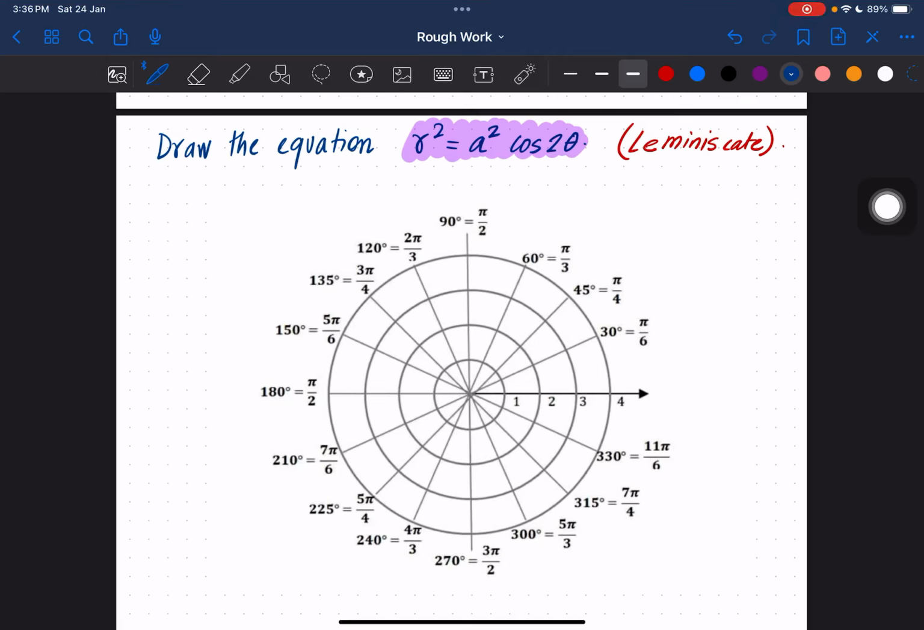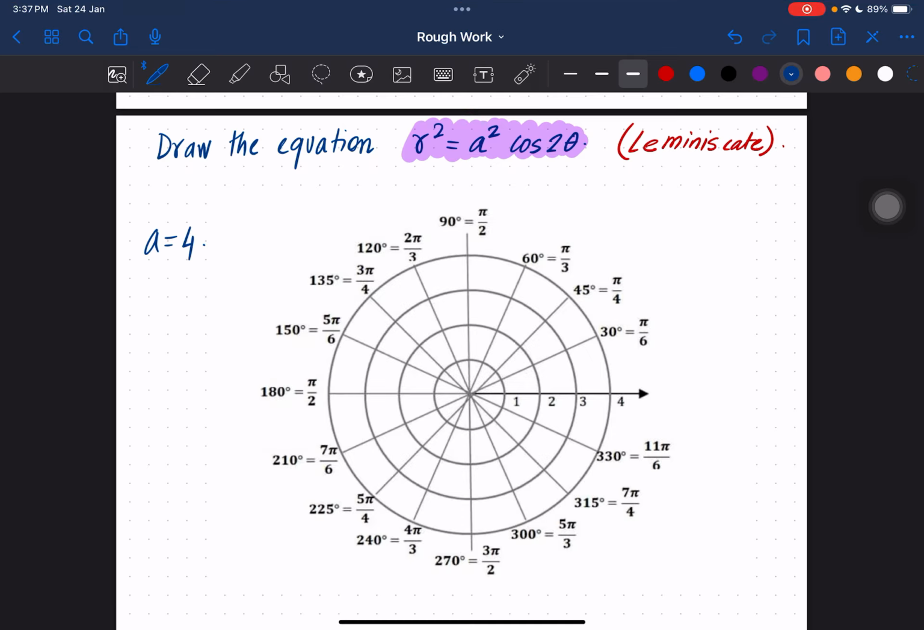Hello everyone. So in this video we'll try to draw the equation r square equals a square cos 2 theta in polar coordinates. This is a special type of curve. It has a name, it is called the Lemniscate. Like the previous one, we'll also try to draw the figure for a particular value of a. For this case, let us take a equals 4.